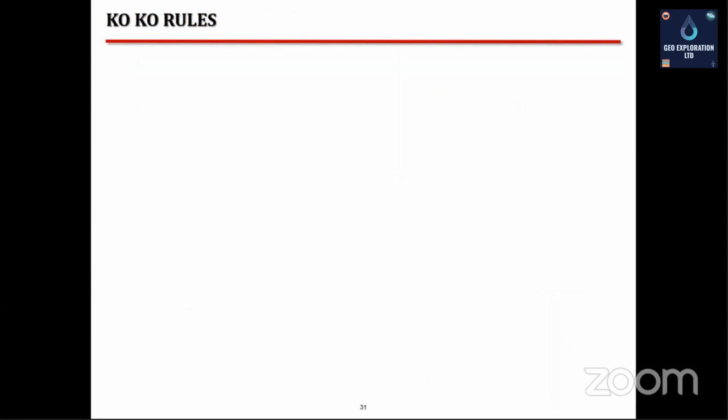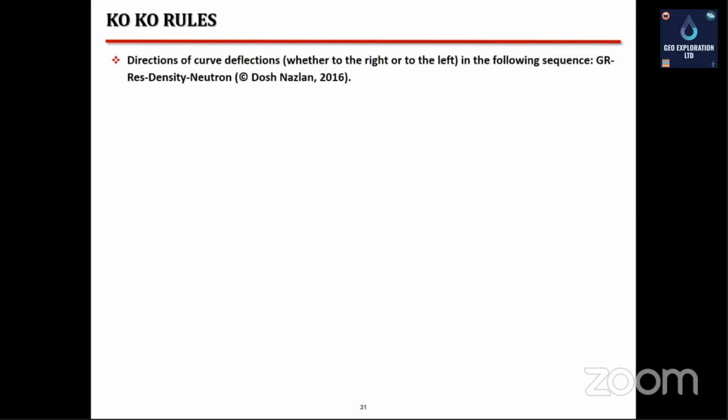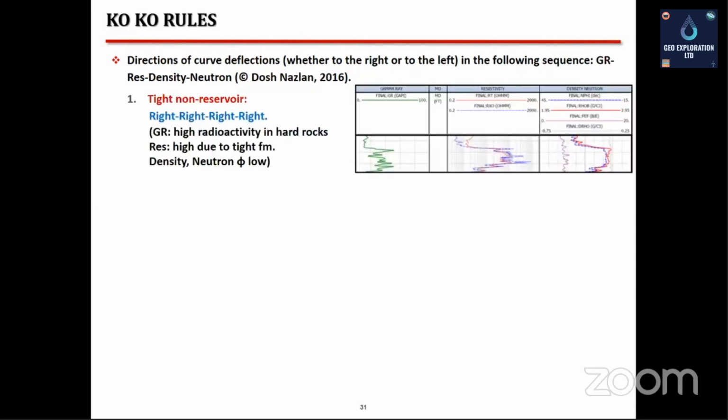Now, coming to the most important part. Interpretation of LWD or wireline logs in a qualitative manner can be easily done based on the direction in which each of the log curves deflect, be it to the left or the right, in the following sequence: gamma ray, resistivity, density, and neutron. This method has been devised by the famous petrophysicist Ko Ki, and it has been passed on by a student, Dosh Mazlan, in 2016.